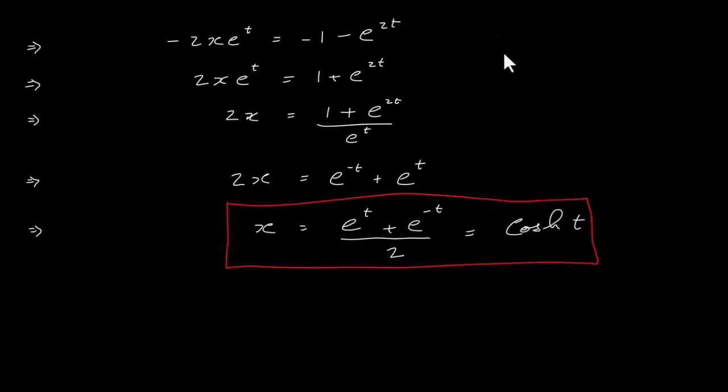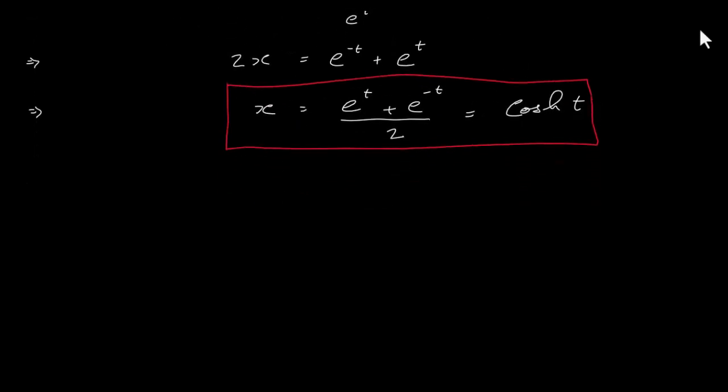Okay, so we have our first formula derived. Let's have a look at the second one then. Second one is going to be sine of t. So let's start with, we know that y is equal to the square root of x squared minus 1.